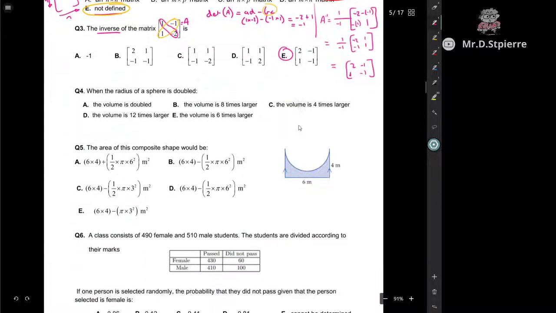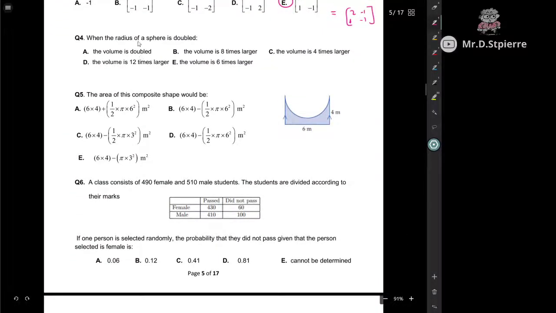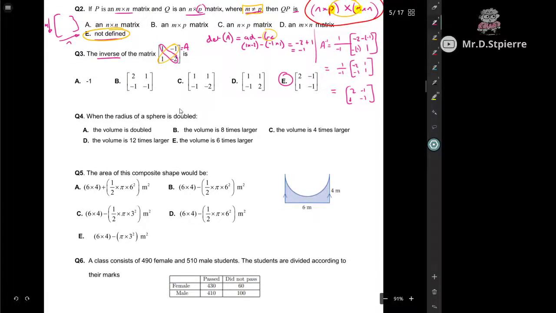Okay. Question 4. When the radius of a sphere is doubled, and then we have a whole bunch of options about the volume. Is the volume doubled? Is the volume 8 times larger? Is the volume 4 times larger? Is the volume 12 times larger? Is the volume 6 times larger?